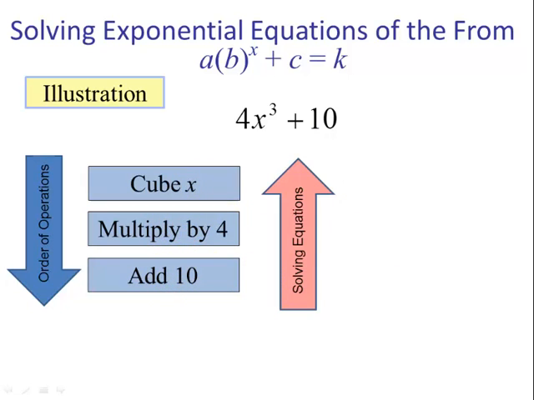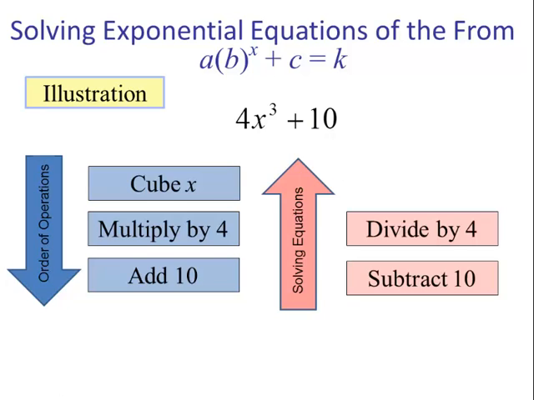So the opposite of adding 10 is subtracting 10. The opposite of multiplying by 4 is to divide by 4. And lastly, the opposite of cubing x is take the cube root, or raise it to the 1/3 power. Let's actually have an equation where we do this.